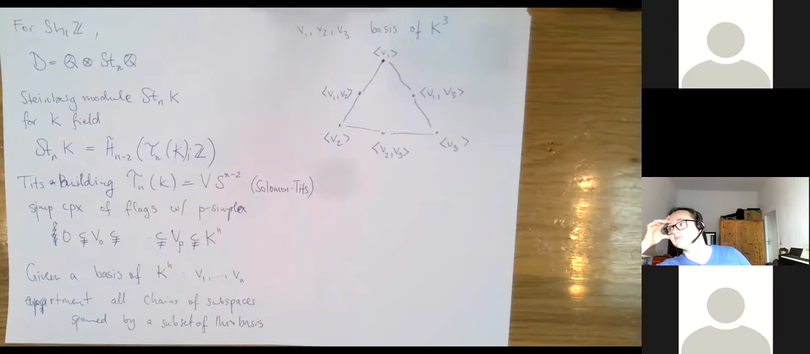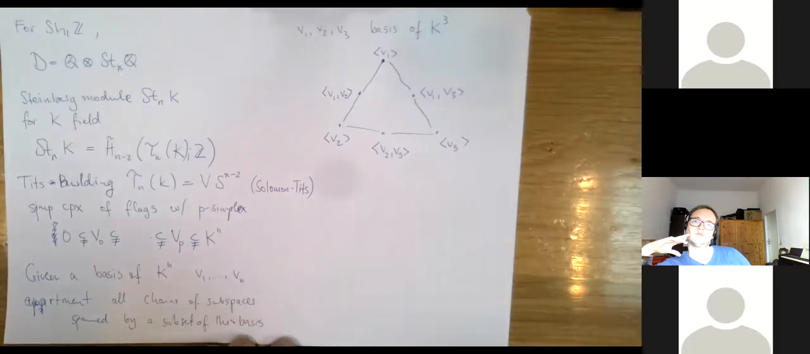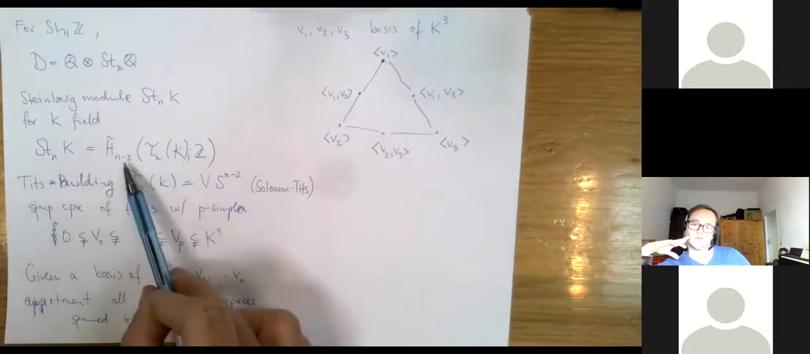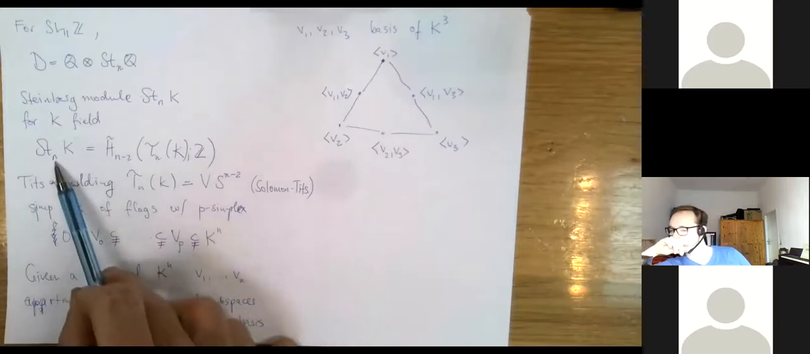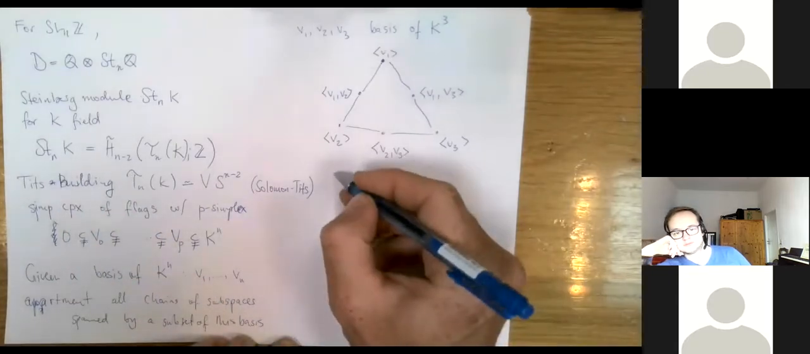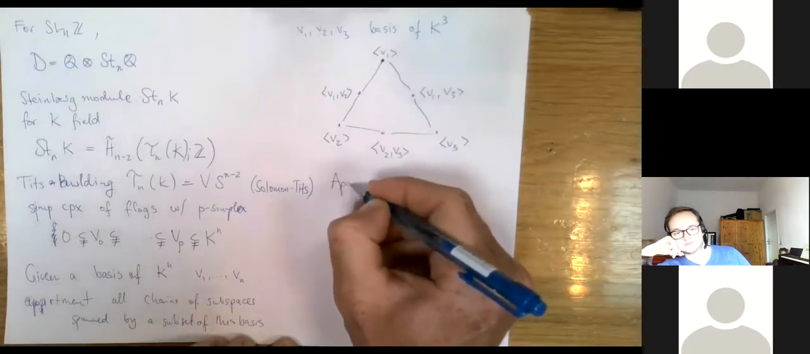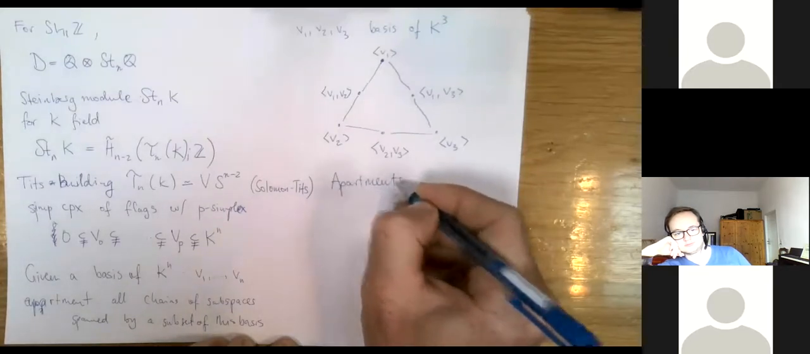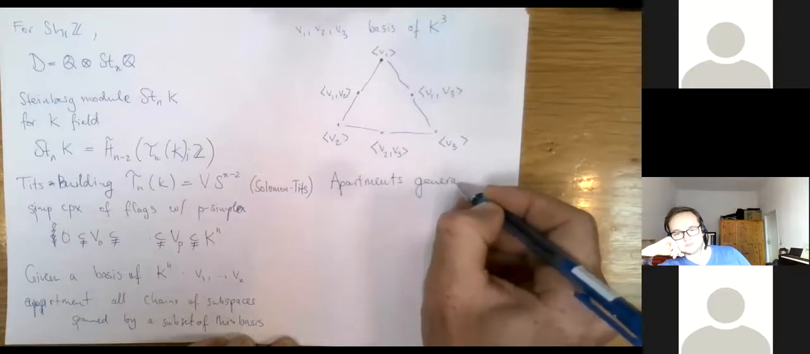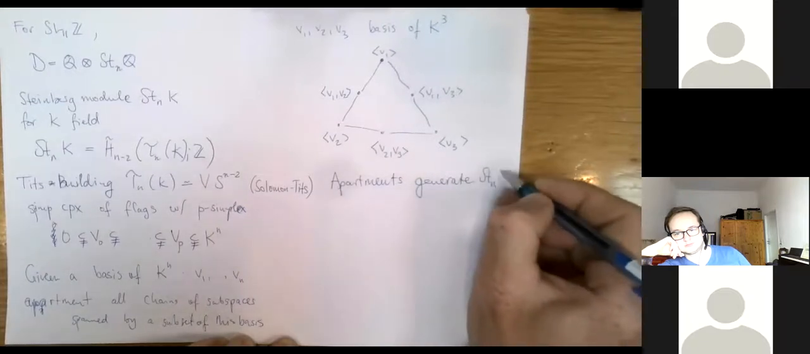And so you have inclusions like this, and it's not hard to see that the result you get is always a barycentrically subdivided boundary of a simplex, or in particular, it's always homeomorphic to a sphere. And so this sphere will give you a class in the Steinberg module, and so apartments generate the Steinberg module.